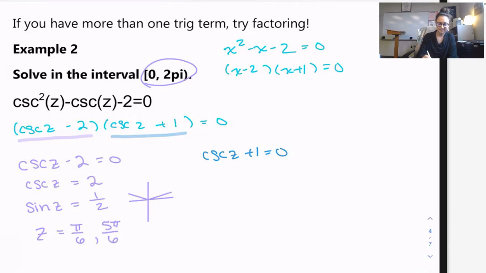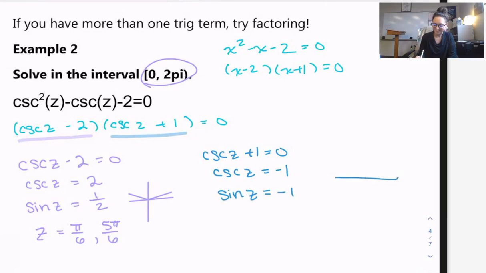I'm not quite done because I need to come back and grab the solutions from that factor, right? So again, isolate. So I've got cosecant of z is -1. And don't let the z bother you. We're just using z's instead of x's or thetas. Okay, so now let's take the reciprocal of both sides. Reciprocal of the left side is sine of z. Reciprocal of the right side, well, when you flip -1, it's still -1, right?